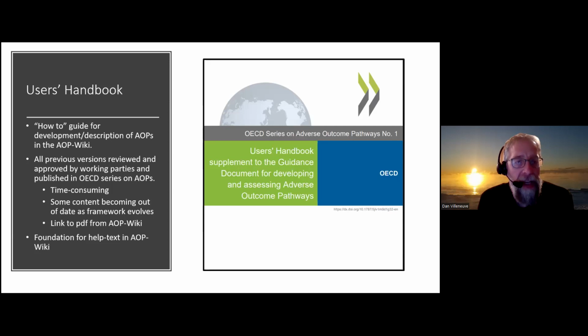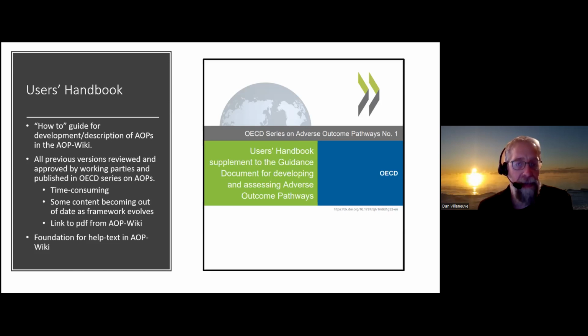So many who have worked on AOPs in the past may be familiar with a document called the User's Handbook. This was really developed and intended as a how-to guide for the development of adverse outcome pathways in the AOP-Wiki. All previous versions of this document, the user's handbook, were reviewed and approved by OECD working parties and published as part of an OECD series on AOPs. You can find that document online.